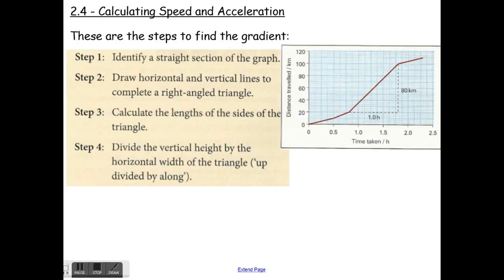So here I have a different graph. First we identify a straight section of the graph. When you're solving for the slope here, you can't have a curved graph. For curved graphs, we would do something different, but for what we're doing, it's a straight line. So we just pick out a part with the straight line, from here to here. We draw the horizontal and vertical lines, making a triangle, like we've done many times before.